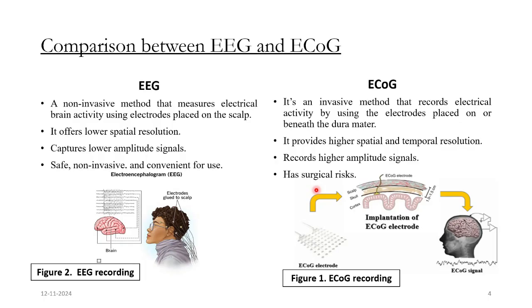On the other hand, we have ECoG, which is an invasive method and records the electrical activity using electrodes that are placed directly on the cortex of the brain. Thus, it requires a surgical procedure, but it provides a higher spatial and temporal resolution, and it's much more preferable when you have to map the cortical brain activity.